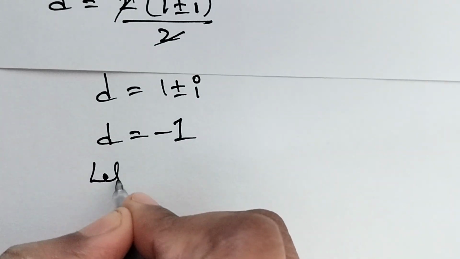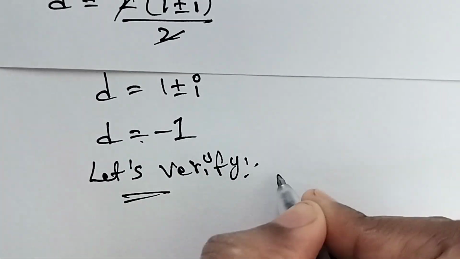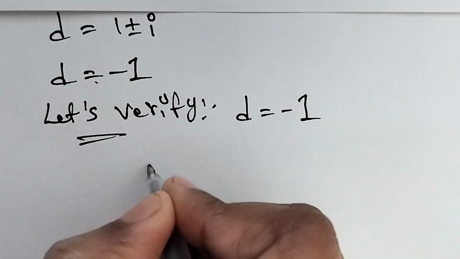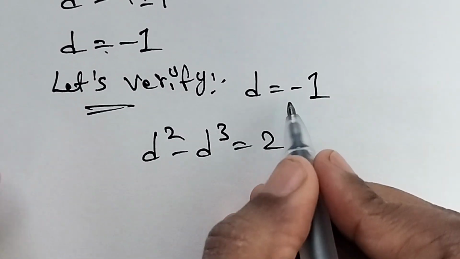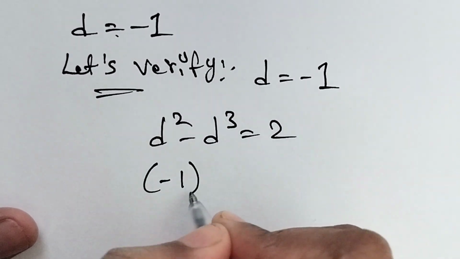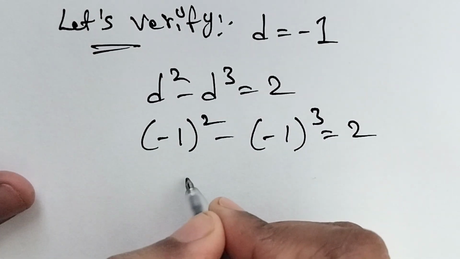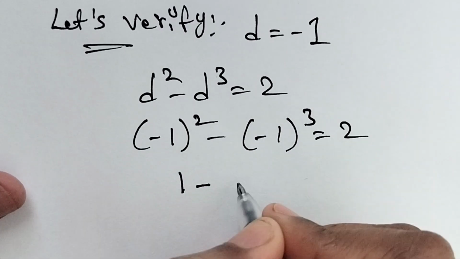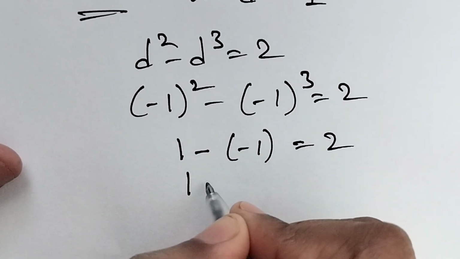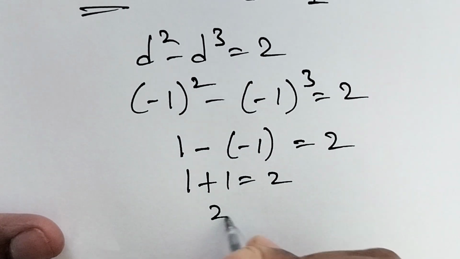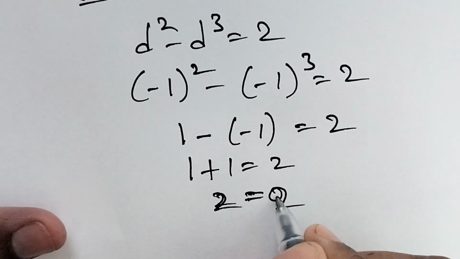So let's verify with the value d is equal to minus 1. The question is d square minus d cube is equal to 2. Now substitute the value of d in this equation. So minus 1 square minus minus 1 cube is equal to 2. Minus 1 square is equal to 1, minus, minus 1 cube is equal to minus 1. So 1 minus minus becomes positive, plus 1. 1 plus 1 is equal to 2. So 2 is equal to 2.